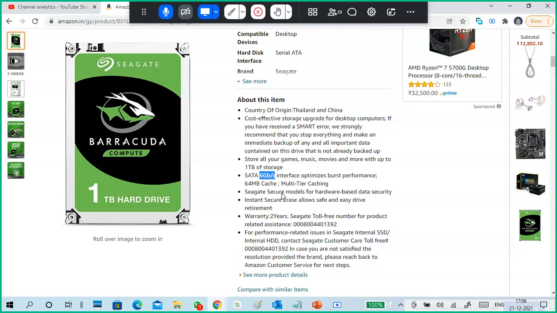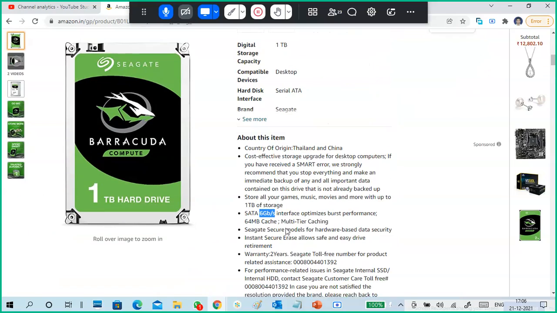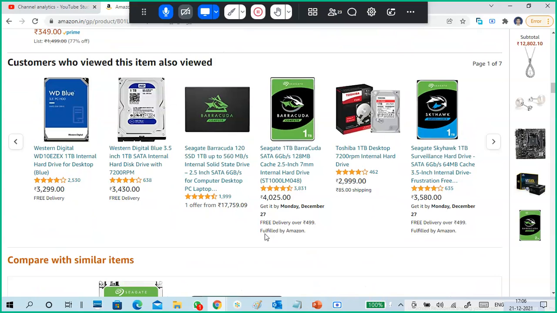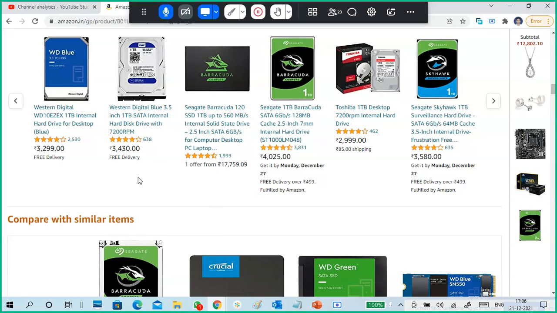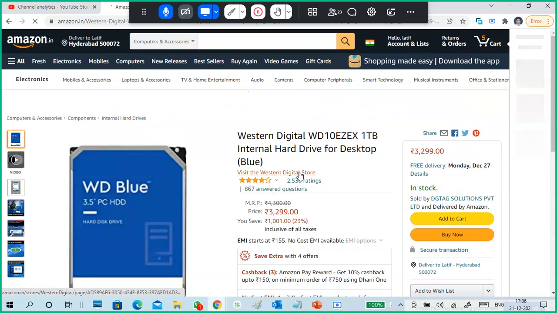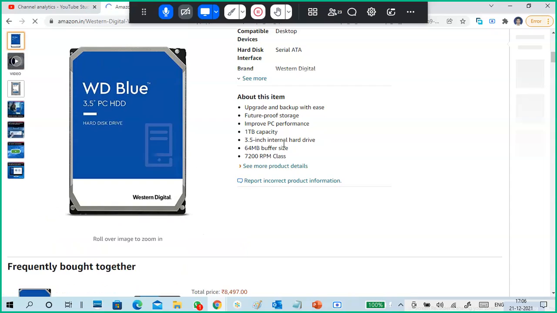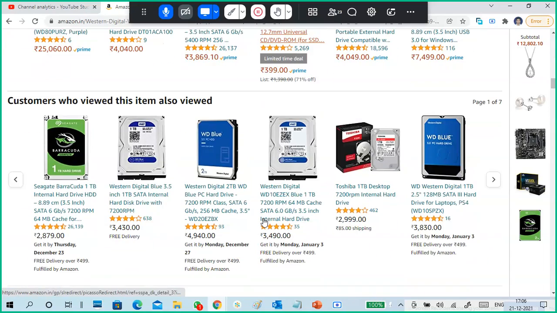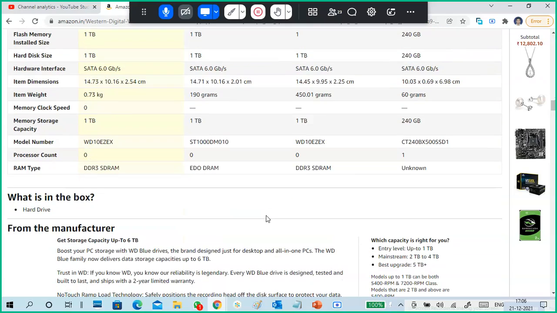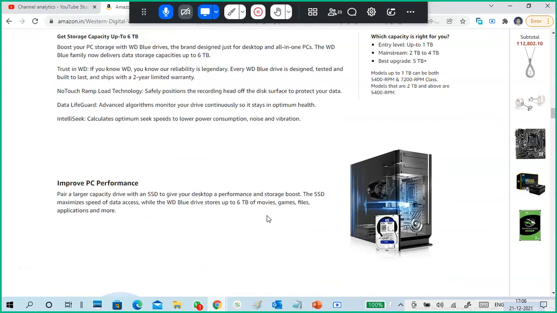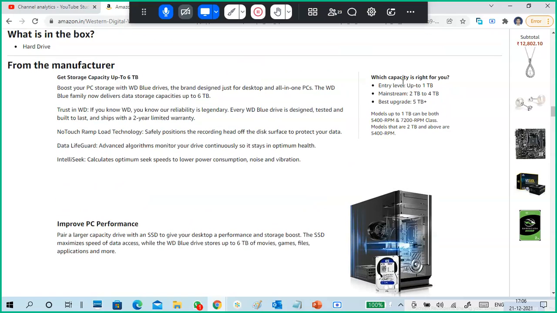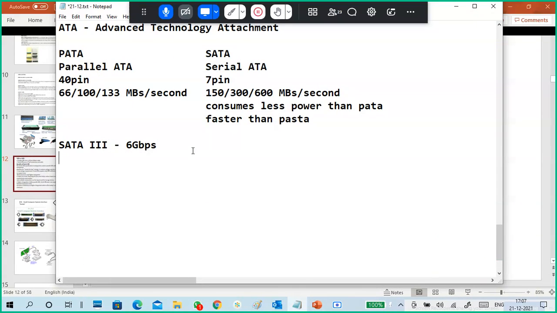See, SATA 6 Gbps speed. Read and write speed is not mentioned here, but if you go to any basic disk like this, this is also a 1 terabyte internal 3.5-inch hard disk. It shows buffer sizes, but no further details are given in the description either. Okay, so this is the hard disk. So remember, 3.5-inch.